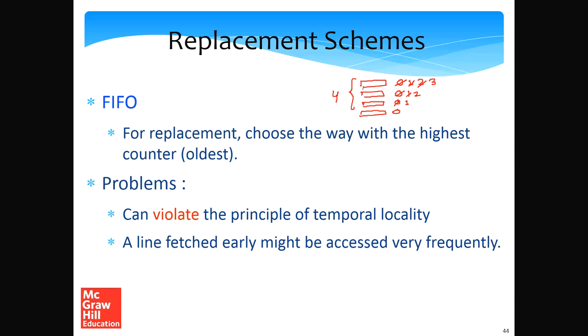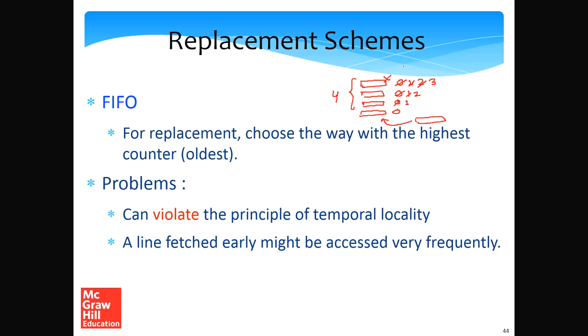Then it so happens that this block which we brought in, which is essentially the earliest, the oldest, is accessed extremely frequently. This block is extremely popular. And then we try to bring in one more block into this set. The one that will get evicted is this block. But this is maybe the one that should not get evicted, since it was getting accessed extremely frequently. So this will violate the principle of temporal locality. A line that is fetched early might be accessed very frequently, so this might not be the right thing to do.